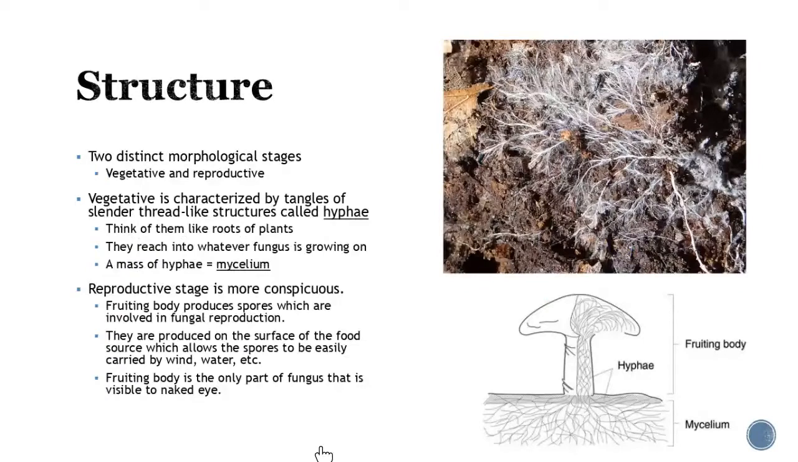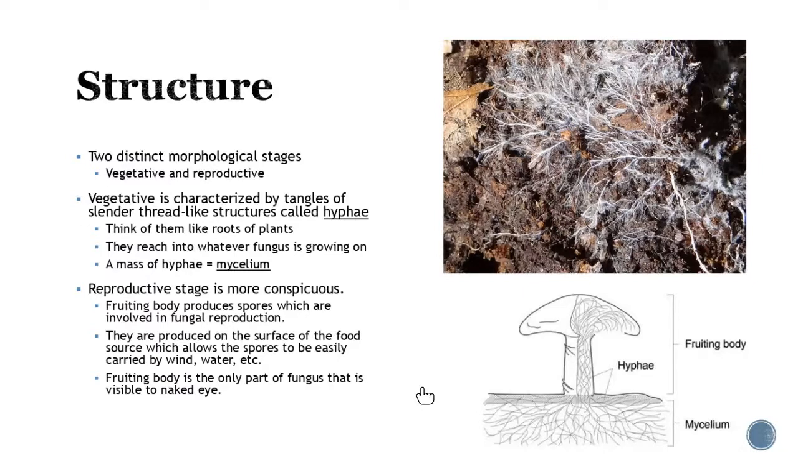So when we talk about their structure, you're probably used to the typical mushroom shape right here. But we break it up into two morphological stages, the vegetative and the reproductive. The vegetative stage is characterized by these tangles that you see right here, and these are slender, thread-like things called hyphae. They kind of look like the roots of plants, and they reach out and attach onto whatever the fungus is growing on.